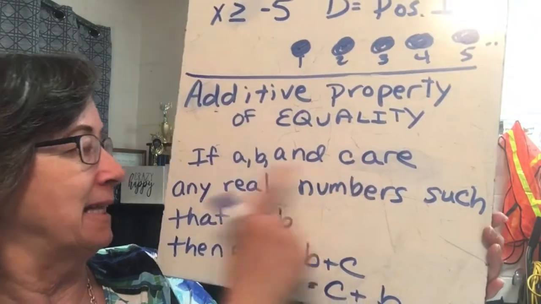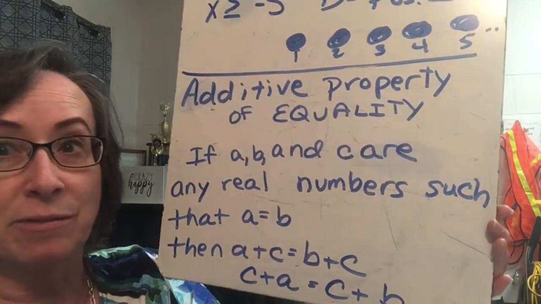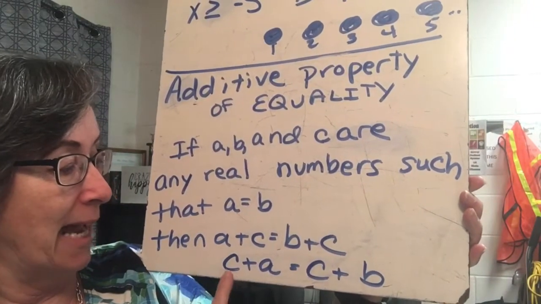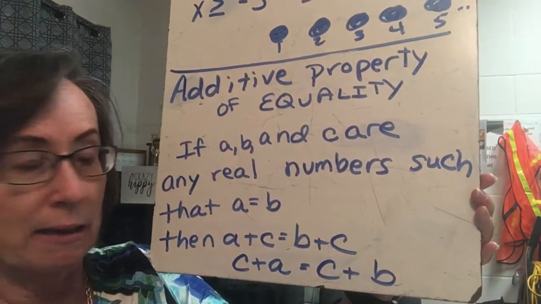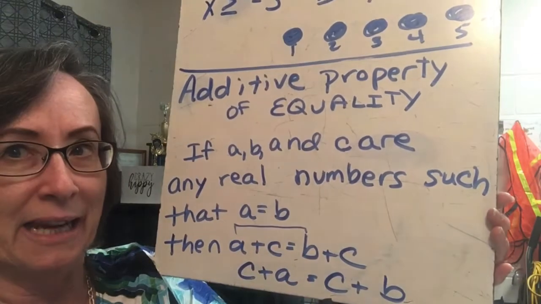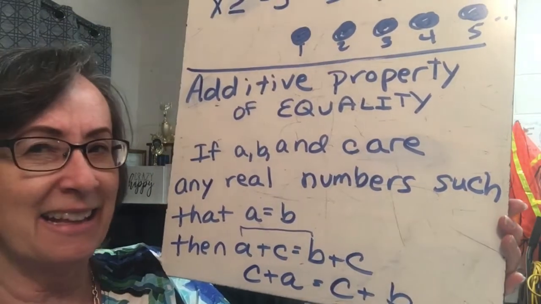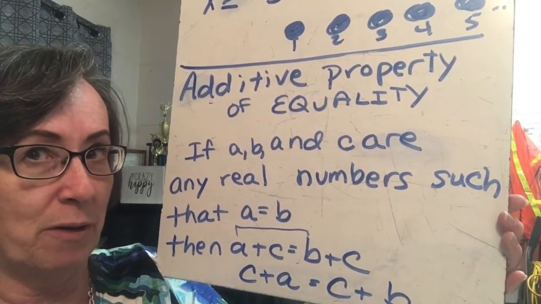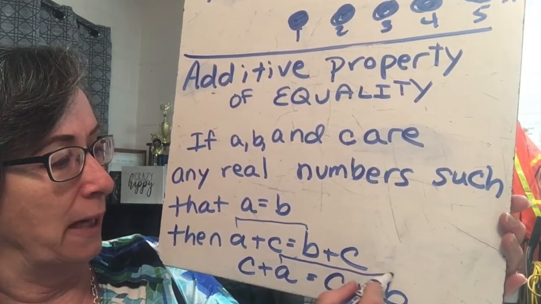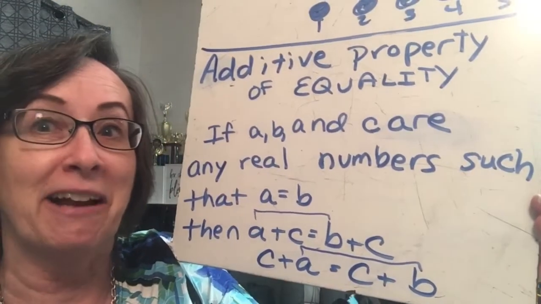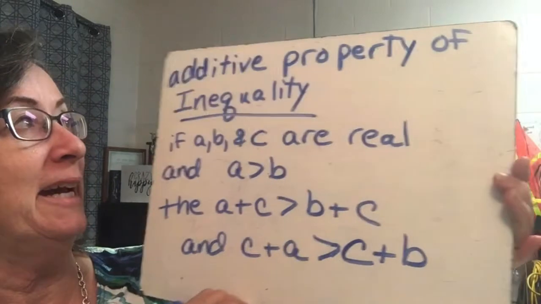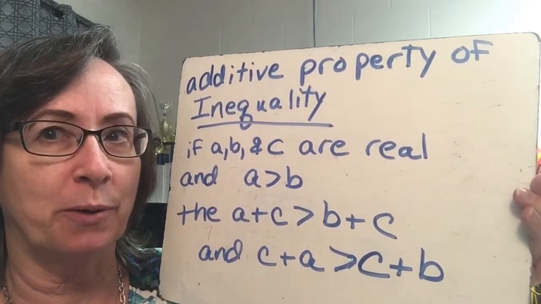If A, B, and C are real numbers such that A is equal to B, then A plus C equals B plus C, and C plus A equals C plus B. Let's break it down a little bit. We know that A equals B, so A equals B already. And aren't they just adding some number C to both sides? It's the same number they're adding to both sides. And we already know that A is equal to B, and didn't they just add the C in the front of the A and the B? No difference, is it?